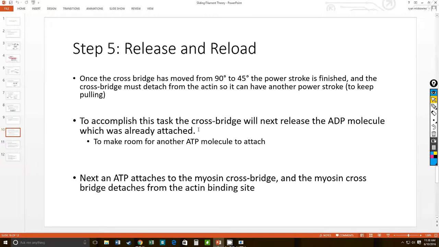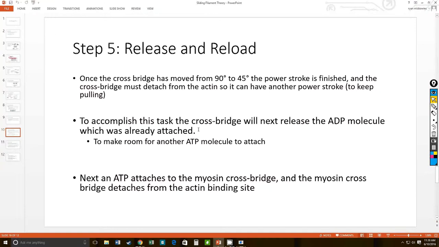Now, in order for that to happen, that ADP molecule has to release from the crossbridge. Remember, the first part of the crossbridge attaching to the actin is the hydrolysis of an ATP into ADP and phosphate, all right? Well, if the ADP molecule doesn't leave the crossbridge, then that crossbridge can't grab onto a new active site, another binding site, right?